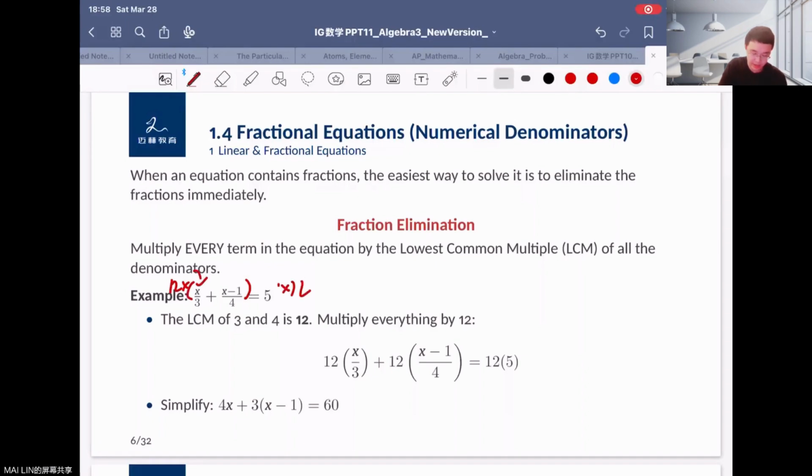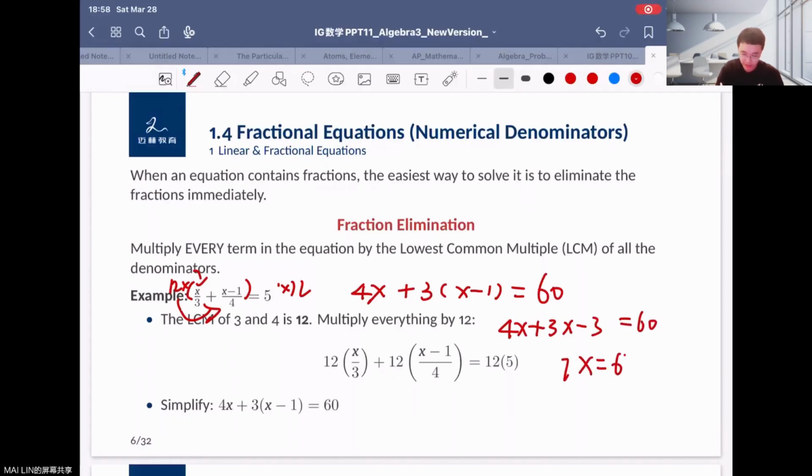On the left, 12 times x over 3 is 4x, and 12 times (x minus 1) over 4 is 3 times (x minus 1). And 5 times 12 is 60. Now you can expand the equation as 4x plus 3x minus 3 equals 60.